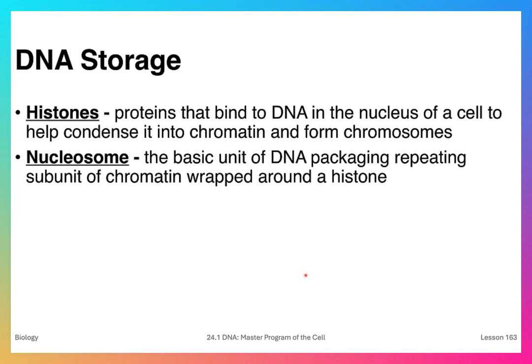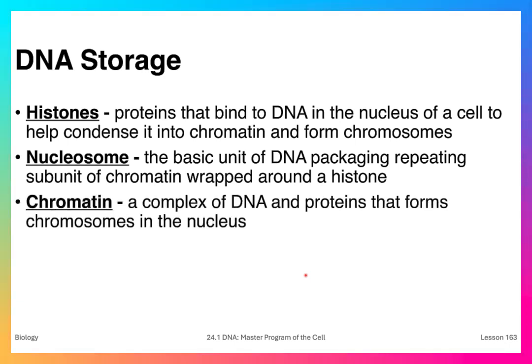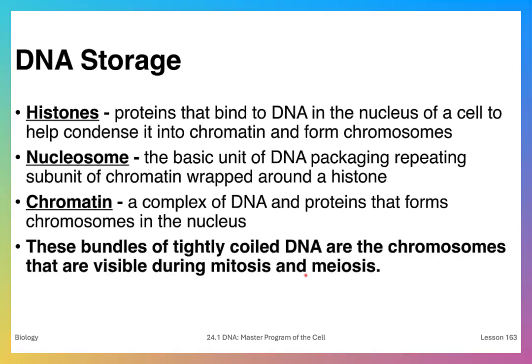And I'll show you on the next slide the diagram that shows how this works, but it turns out that these are repeat subunits of DNA in the chromatin, and these are wrapped around the histone proteins. Chromatin is a term used to define a complex of DNA and proteins that forms the nuclear chromosomes. So these bundles of tightly coiled DNA are the chromosomes that are particularly visible during mitosis and meiosis.